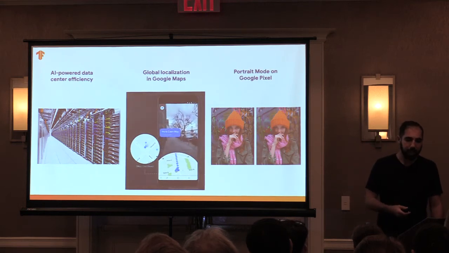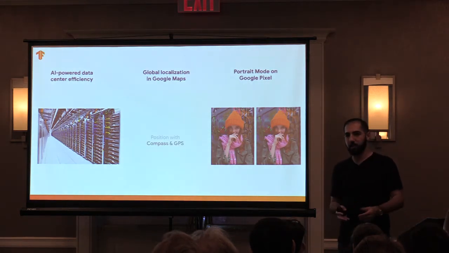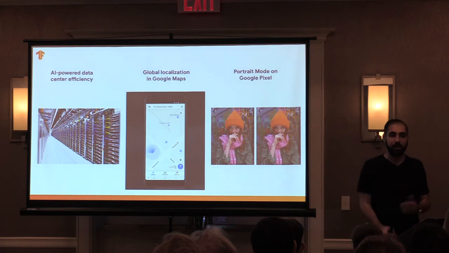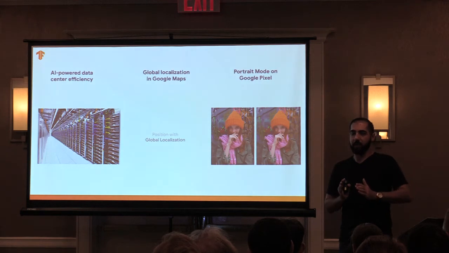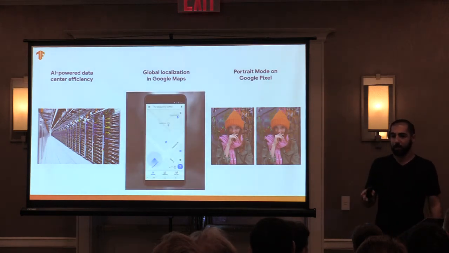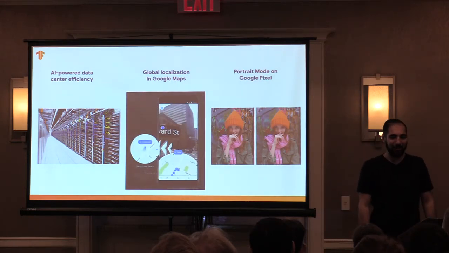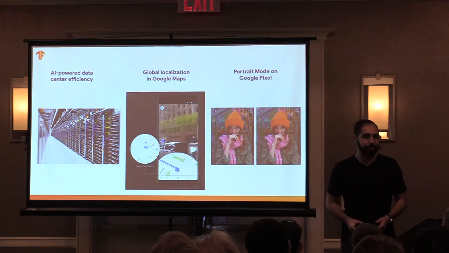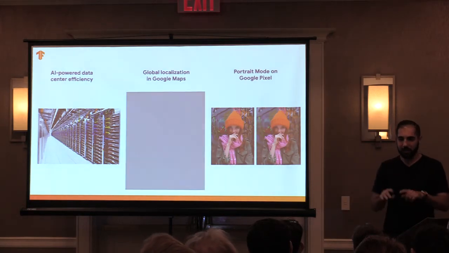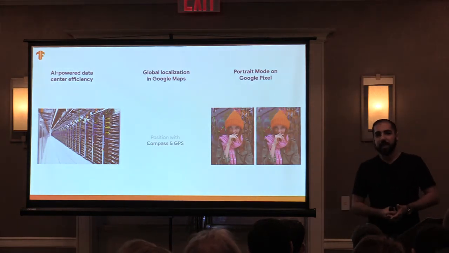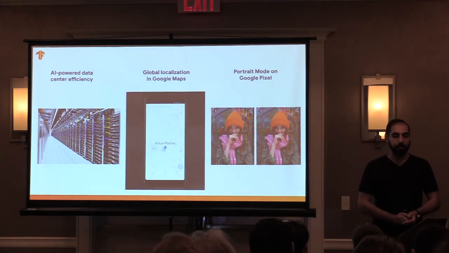We also use this for global localization in Google Maps. Some of you may have used this feature before, but it's really awesome if you're navigating a city, especially one like New York City. It helps you figure out where you should go by displaying the map directly on your screen. So you're walking, and it tells you to go to the left. We're using machine learning and TensorFlow to help power that, as well as the portrait mode on the Google Pixel. We can use AI to blur out the background on an image so that the focal point of the image really stands out in the picture.